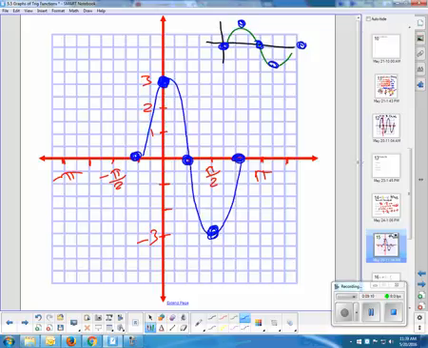And then what I can do is just use the pattern to fill in remaining points to show the extended shape of my graph. Now this graph would continue forever in both directions, being a periodic function with a domain of all real numbers. But this is just what I happen to have, so I'll graph that.